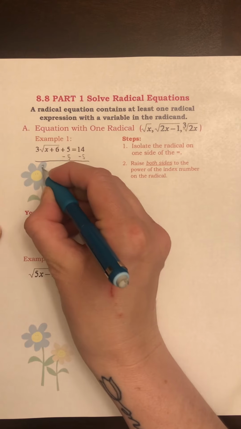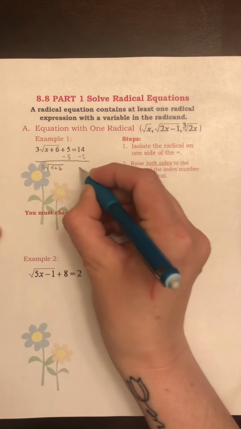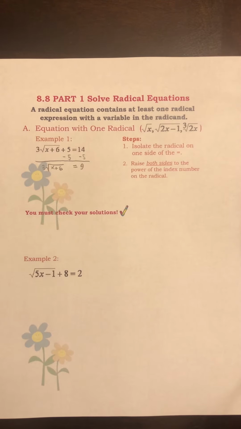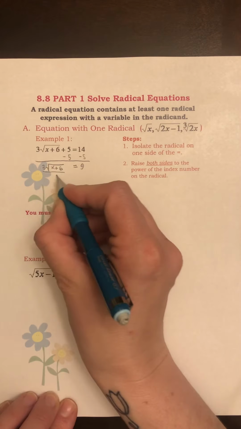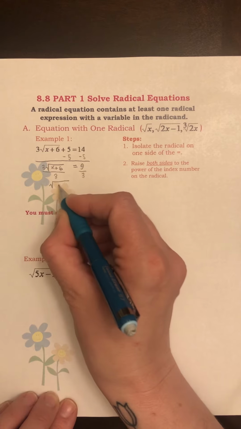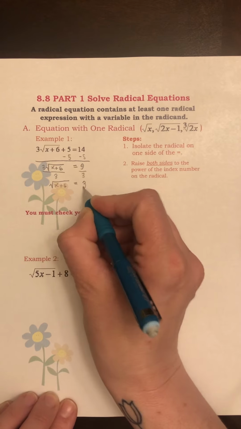So now I have 3 times the square root of x plus 6 equals 9. Now my goal is to get rid of the 3 that's being multiplied times the radical. So I'm going to do some division on each side. And that leaves me with the square root of x plus 6 equals 3.